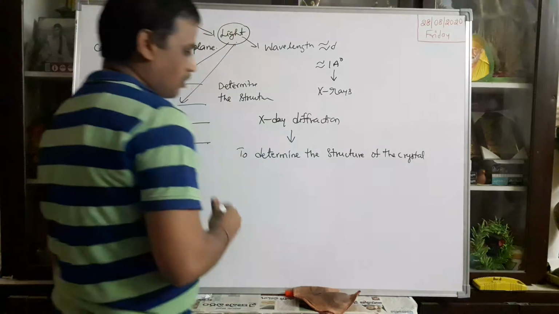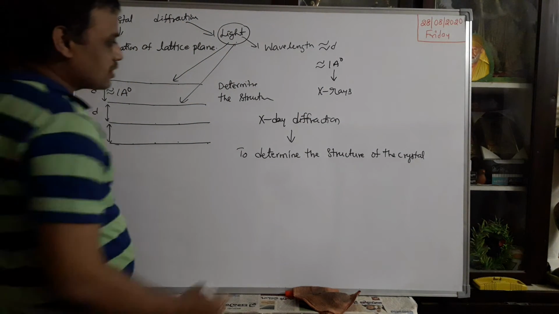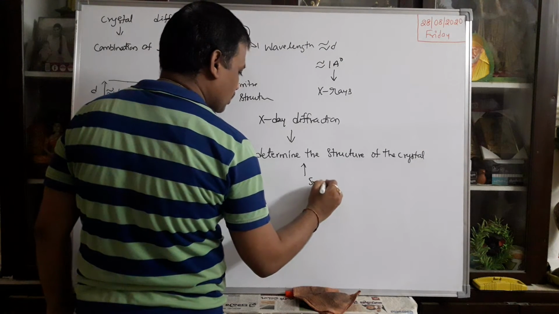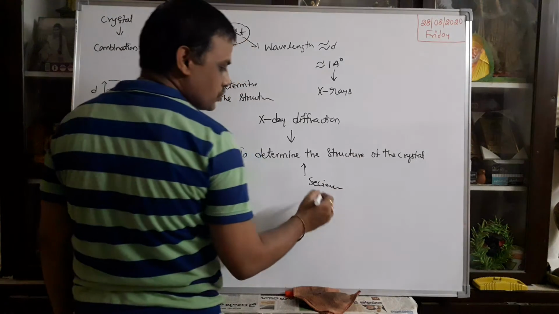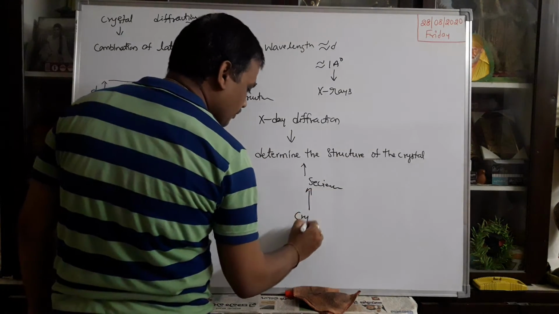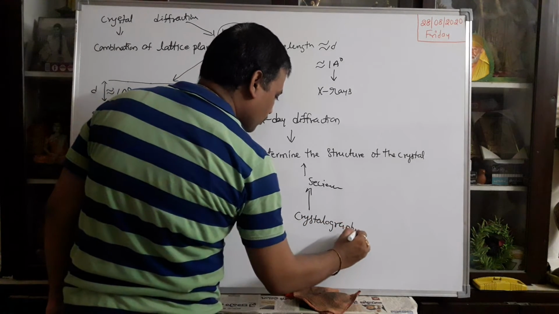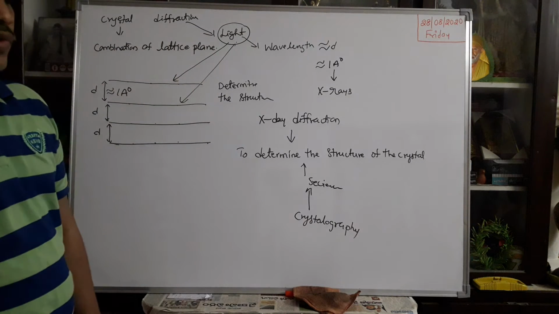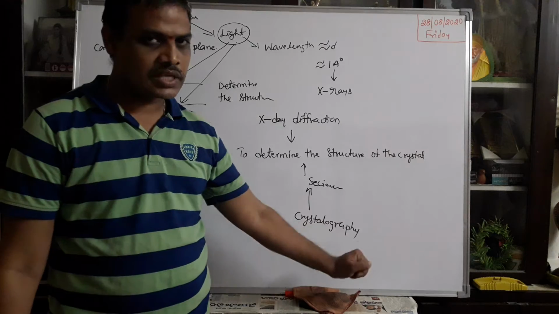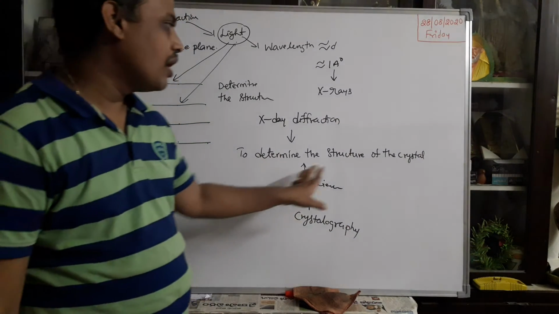Everyone knows that the science used to determine the crystal structure is called crystallography. In our first class or second class, we are introducing crystallography. Crystallography is the branch of physics which explains the complete behavior and the structure of the given crystal.